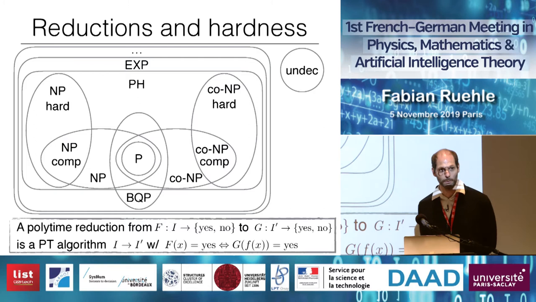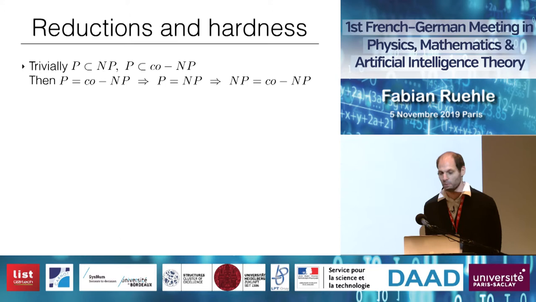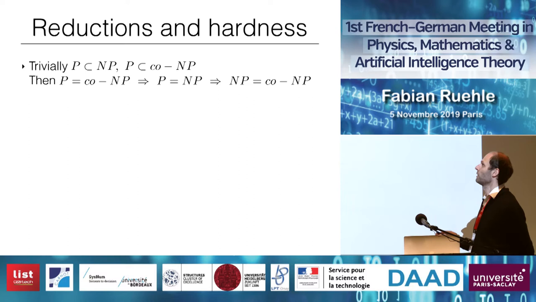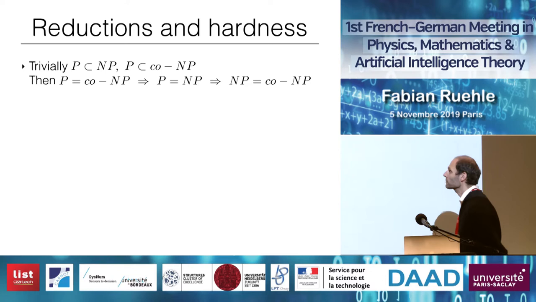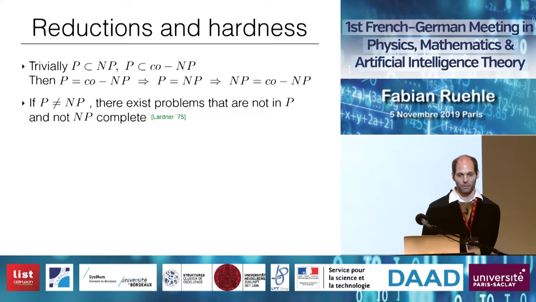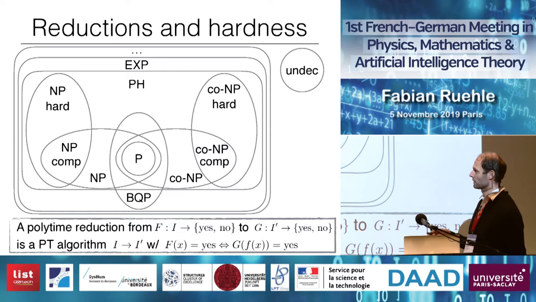Some statements: trivially P is part of NP, as I said, and P is also part of co-NP. This means, for example, that if P was equal to co-NP, then P would be equal to NP, and NP would be equal to co-NP, because P is closed under complements. So this part of the graph collapses. Then there's a theorem by Ladner which says that if P is not equal to NP, there does exist a problem that is not in P and is also not NP-complete. In other words, if P is not equal to NP, this region here does exist.